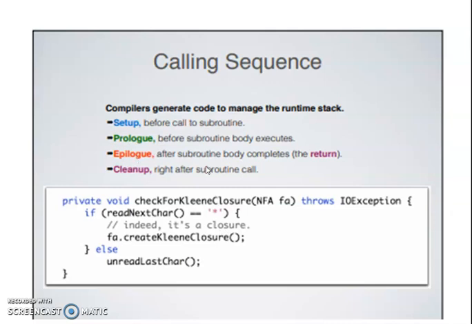Epilogue is after the subroutine body completes its execution, that is, moving to the return address. Cleanup is where elements need to be popped from the stack. So once the subroutine finishes its execution, it pops all the local variables. It frees the space occupied in the stack, that is cleanup.